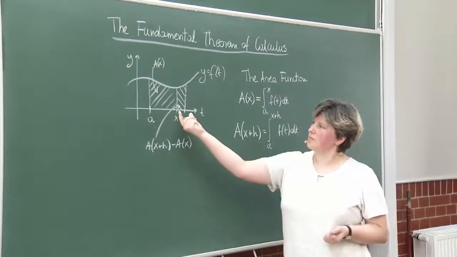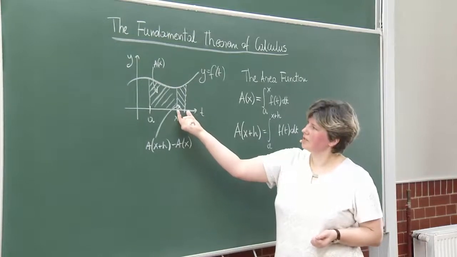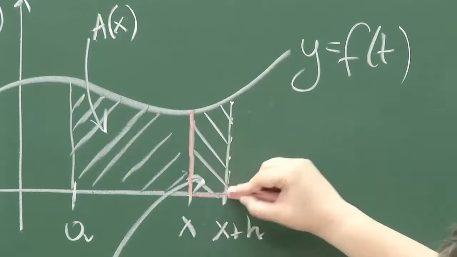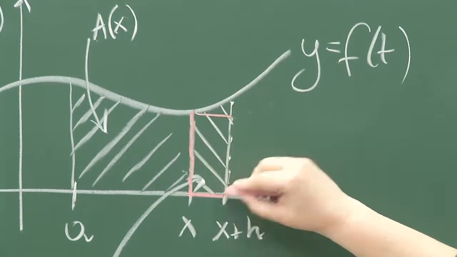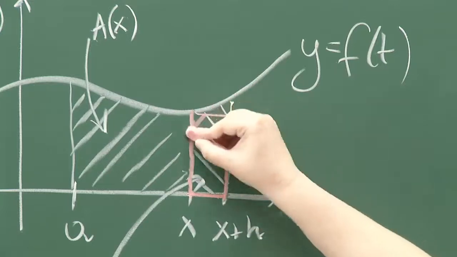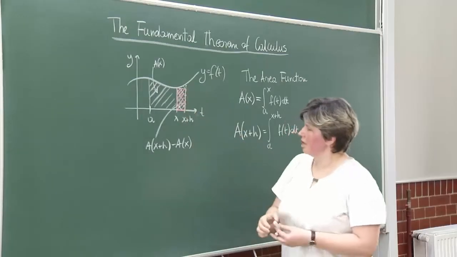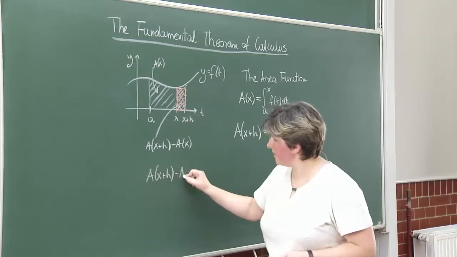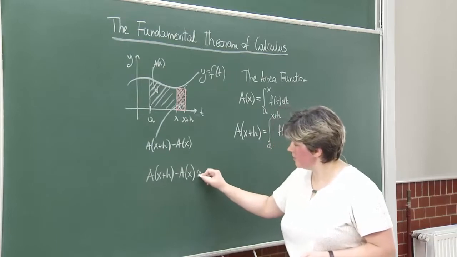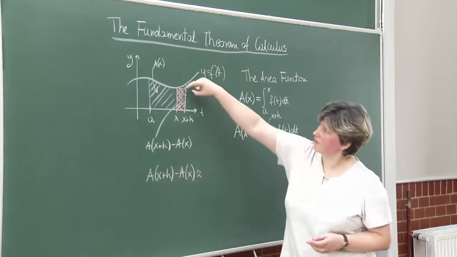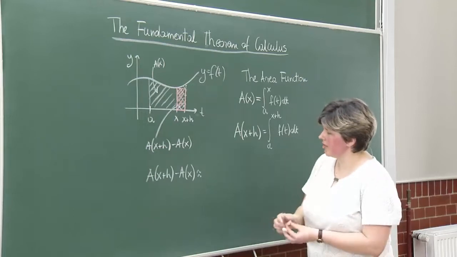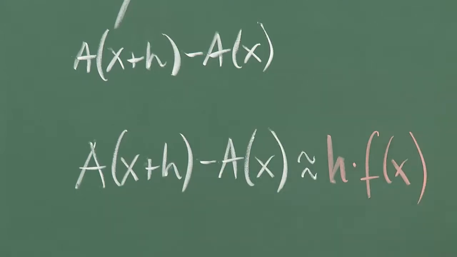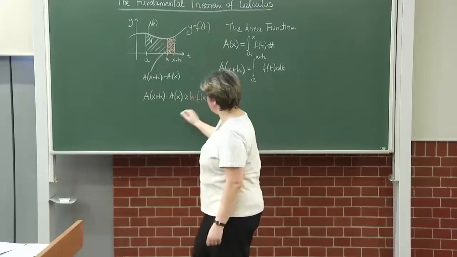Now if h is small, then this region is nearly rectangular. So actually, this region can be approximated by a rectangle with base h and height f of x. So I can write that A of x plus h minus A of x, the exact area of this little strip, is approximately the same as the area of the rectangle, h times f of x. I'll divide both sides by h here.